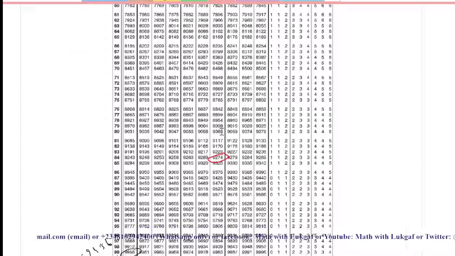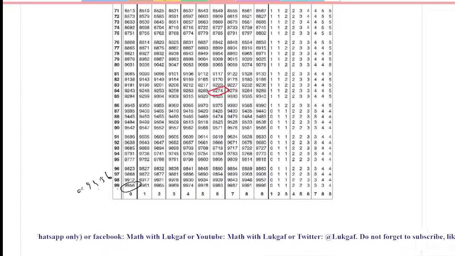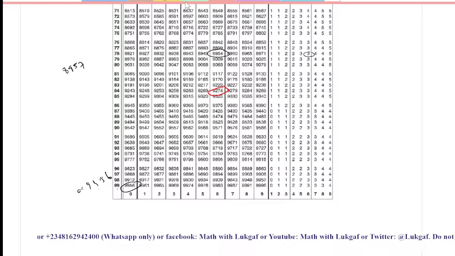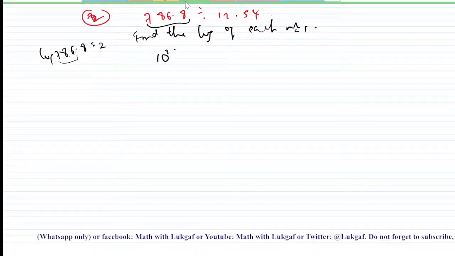78 under 6. You know this is 78, right? 78 under 6 will give me 8954, right? So difference 6 here gives me 3. So if you add these two together, you are going to have 8957. So this one will give me 8957.